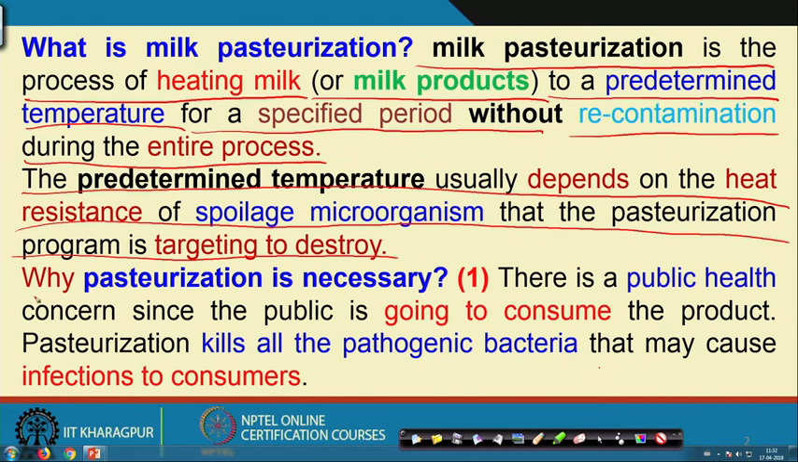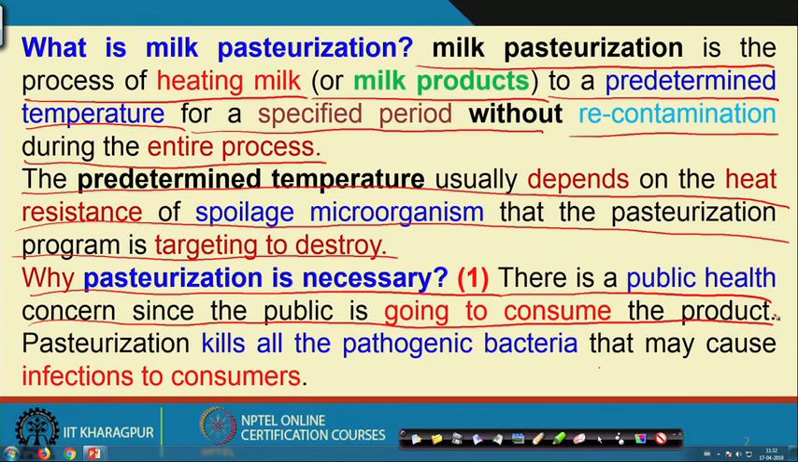The primary objective of pasteurization is to kill the pathogens. That is the primary objective, so that after drinking milk, nobody is infected with any disease. That is the primary. Okay. Then pasteurization is necessary. Number one, there is a public health concern, since the public is going to consume the product. Pasteurization kills all the pathogenic organisms or bacteria that may cause infection to consumers.